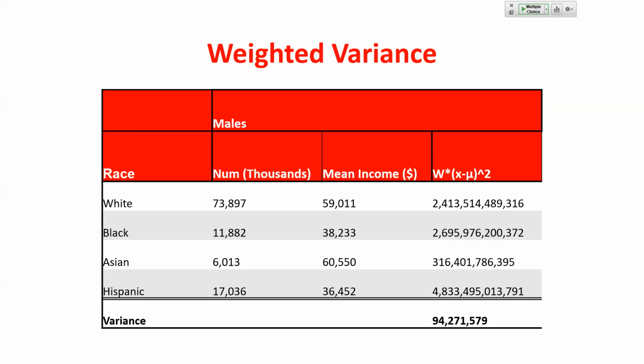The added step now is I take that deviation squared and multiply it by the weight that I have for that group, which would be the 73,000 in this case.